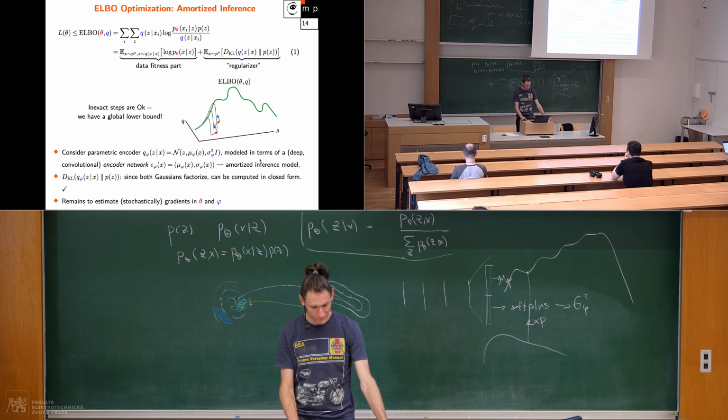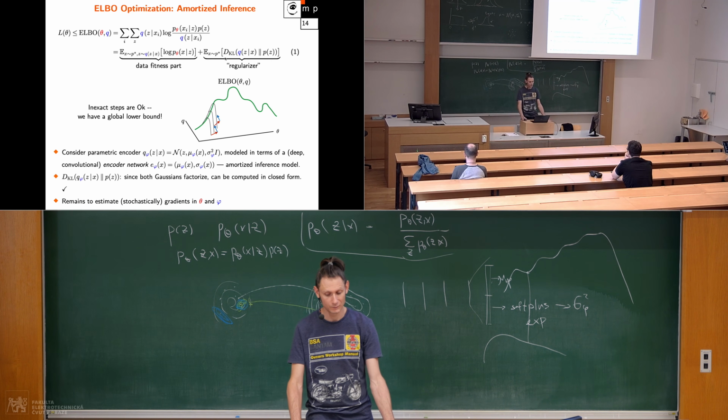In terms of how this is going to work in practice, what remains is to stochastically estimate gradients of these two expressions. For this expression, everything is fine. We have an analytic form for this Kullback-Leibler divergence, and this is the data distribution. So we will just have stochastic gradients by differentiating this closed form Kullback-Leibler divergence in Q when we need.